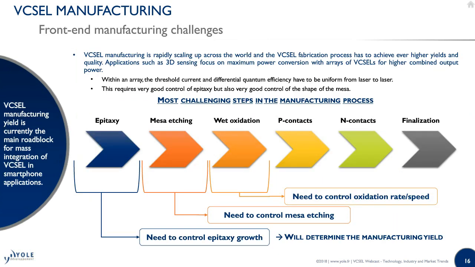And here, to finish my presentation and related to manufacturing challenges, the idea of this slide was mostly to summarize the front-end manufacturing challenges. So we have discussed the epitaxy growth and the need to control this epitaxy growth in order to have higher yield, which will also allow lower cost. There are also some challenges related to the MESA etching aspect and to the control of the oxidation rate and speed. So now I have finished with my presentation.